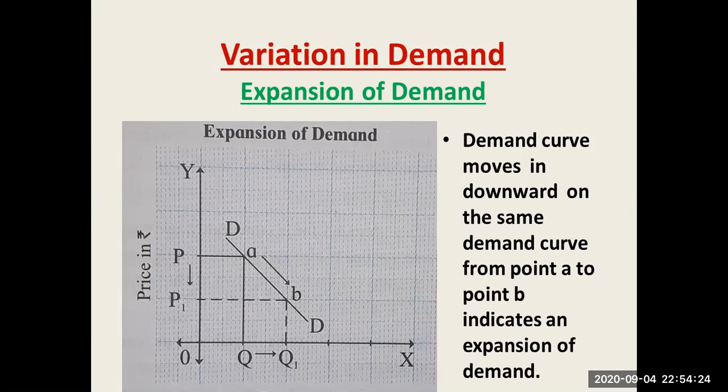This indicates the expansion of demand. The demand curve slope is always downward from left to right. Why? Because when the price falls, demand will rise. It is called the expansion of demand. This condition explains the expansion of demand.